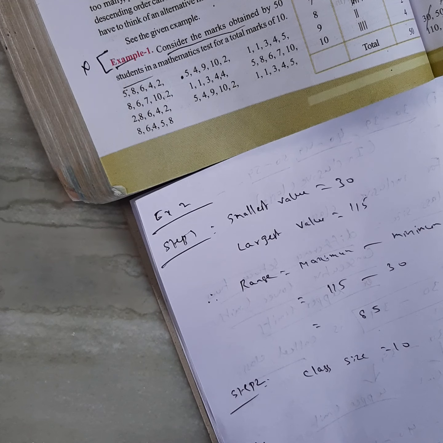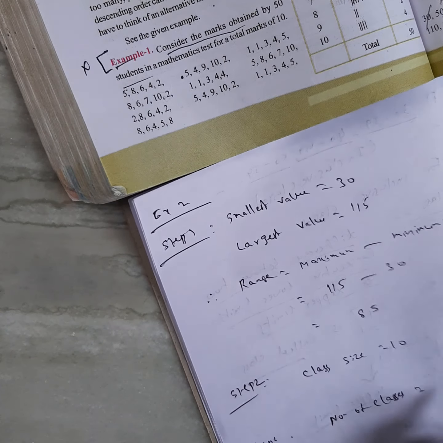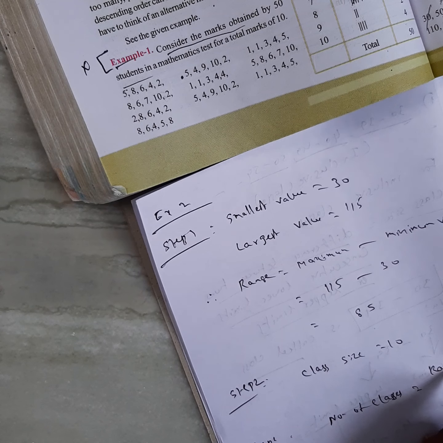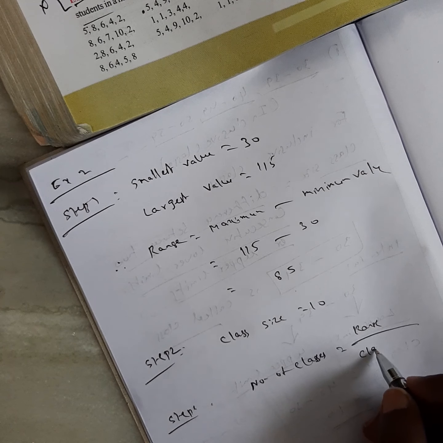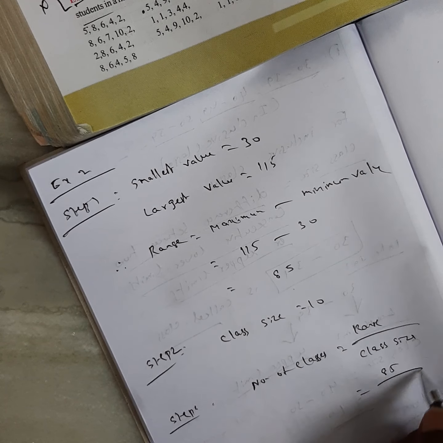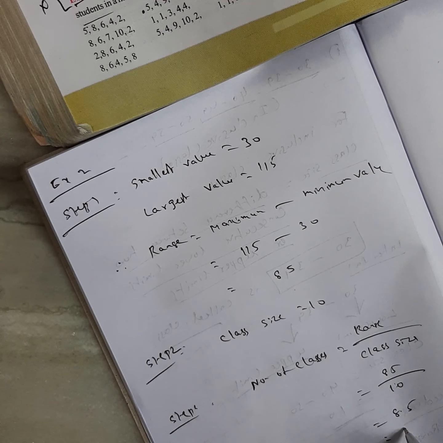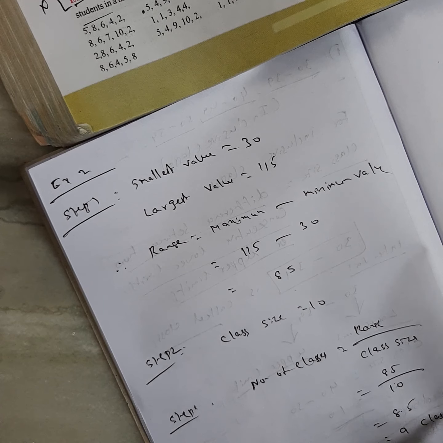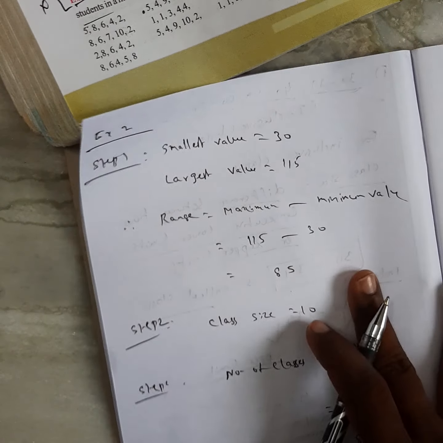After that, step 3. As I already told, number of classes is equal to range by class size. That is 85 by 10, which is 8.5. That is 9 classes approximately.